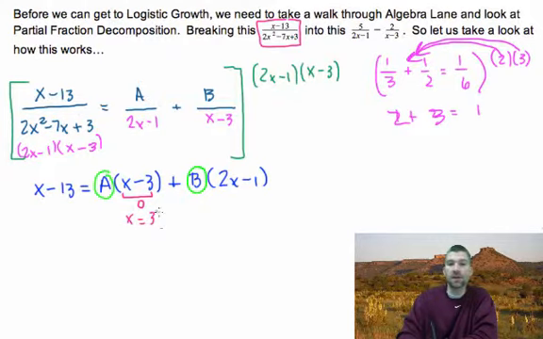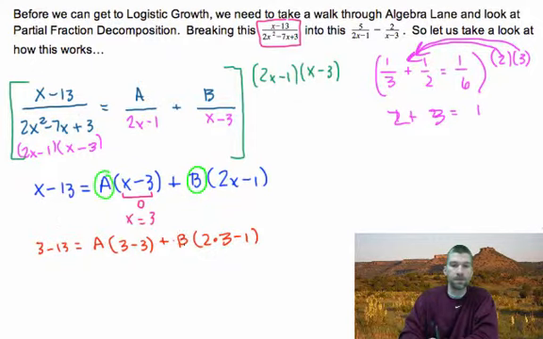And as long as I put that 3 in for every single X, I'm okay. I haven't violated any rules. This is really a weird thing, but watch what happens. When I do that, I get 3 minus 13 equals a times 3 minus 3 plus b times 2 times 3 minus 1. And so notice that this a term goes away.